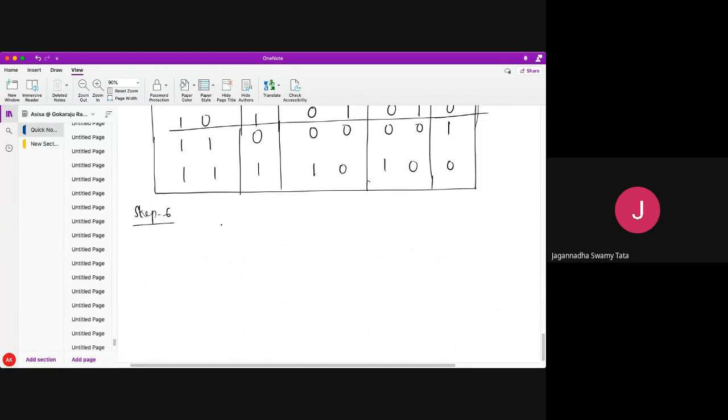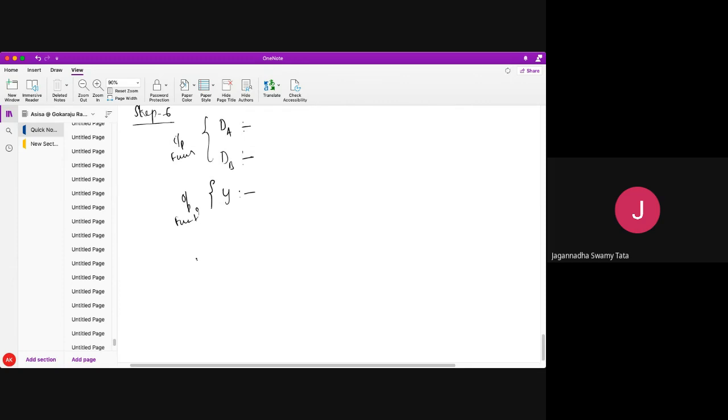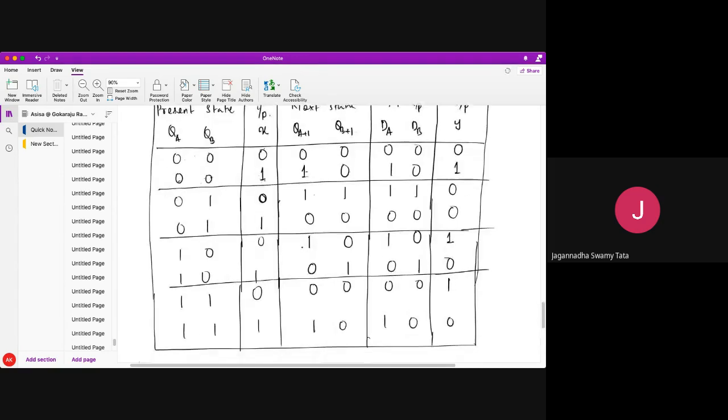So what you have to do? You have to find out the K-map for DA. You have to find out the K-map for DB. You have to find out the K-map for Y. 3 things you have to do. One is you have to find out input functions. These are my input functions and this is my output function. You have to do both things. First, let me do it for DA. K-map for DA. So how many variables? 3 variables. What are the 3 variables? Present state QA, QB and X.